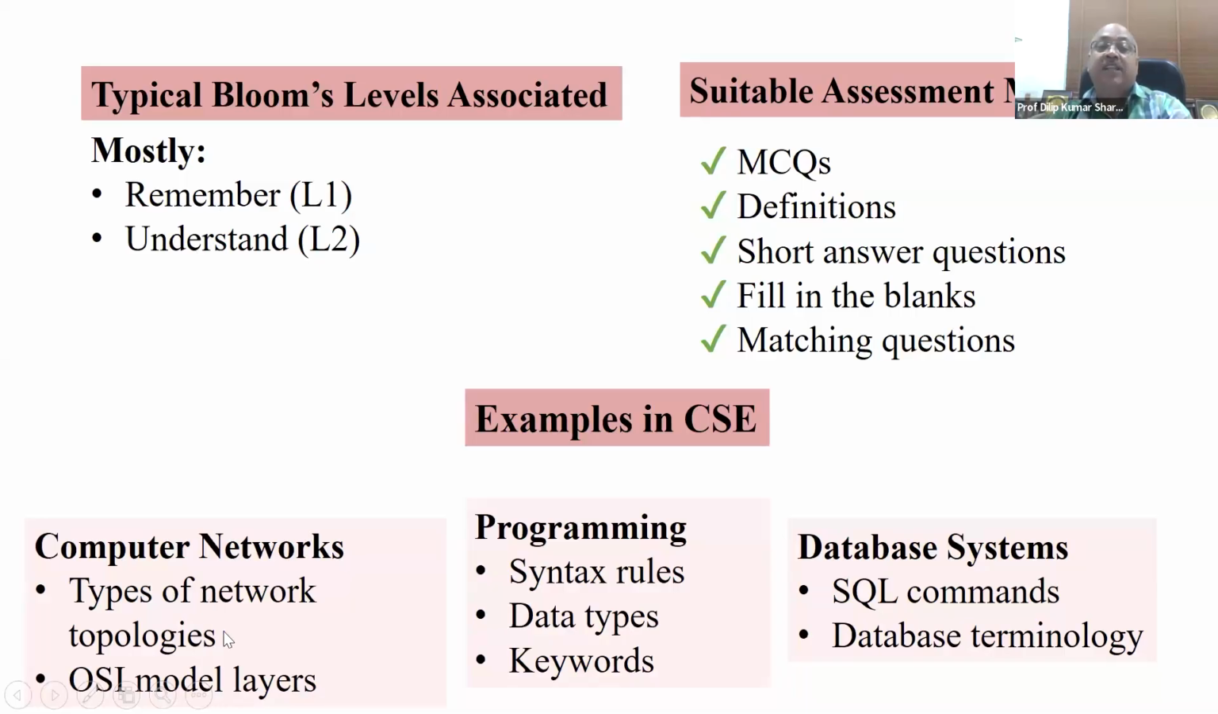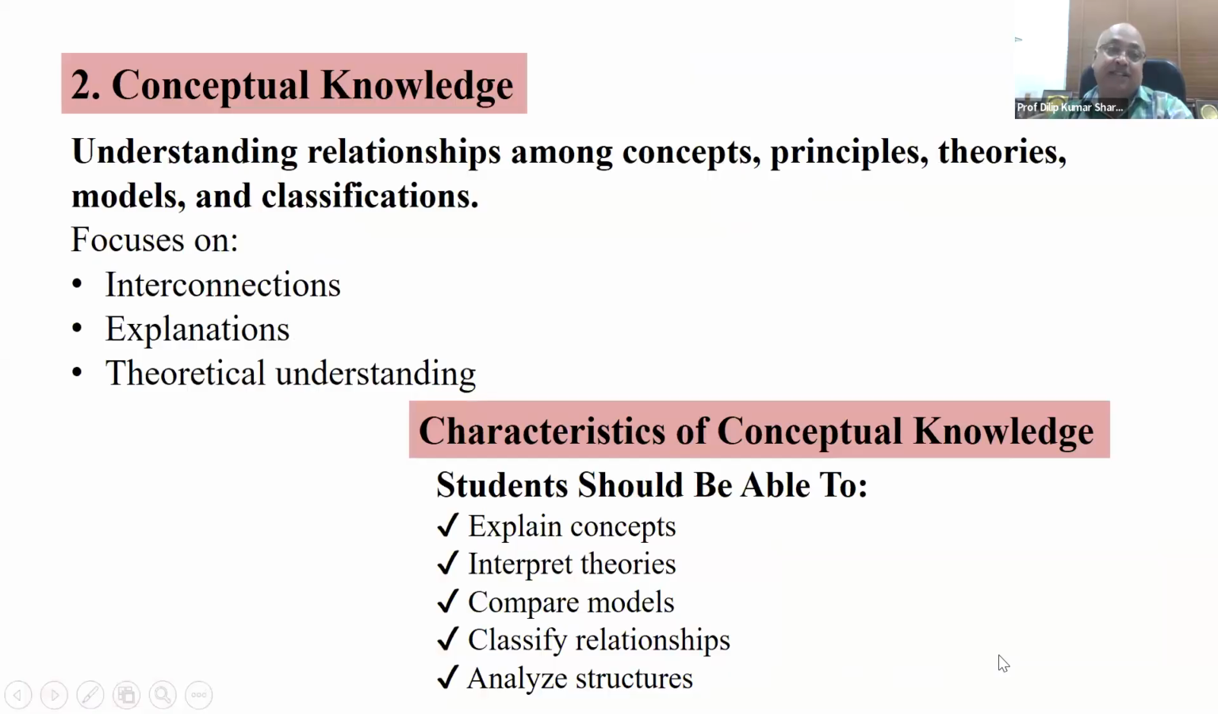For example, types of network topologies, or the OSI model layers: how many layers are there in OSI? There are 7 layers. How many layers are in the TCP/IP protocols? 4 to 5 layers, depending on the book you have. Then programming syntax rules, data types like integer, float, or whatever the different types of data, primary, secondary. Then SQL commands, procedural or non-procedural, and database terminologies, like what is a schema.